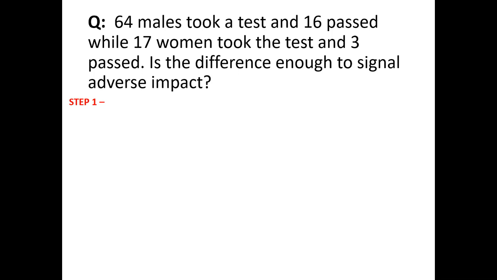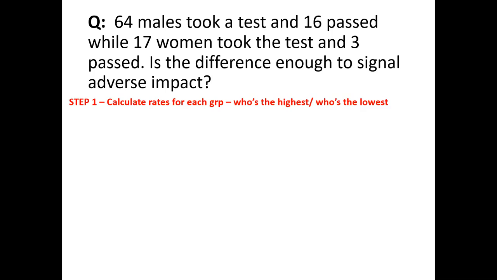We're being asked if the difference between these two groups and their respective selection rates is enough to signal adverse impact. So in order to answer that question, we need to calculate it. The first step is we need to calculate the selection rates for each group. By doing this, we're going to figure out who's the highest and who's the lowest. So that's what step one is all about.